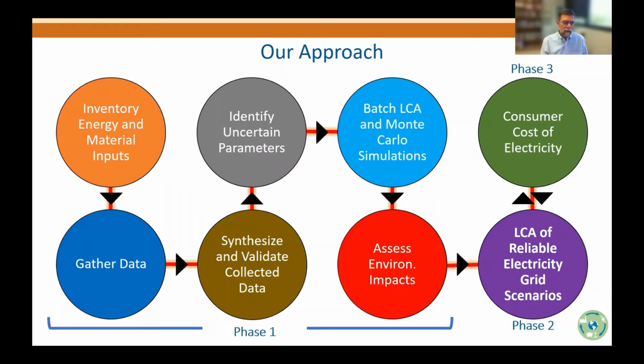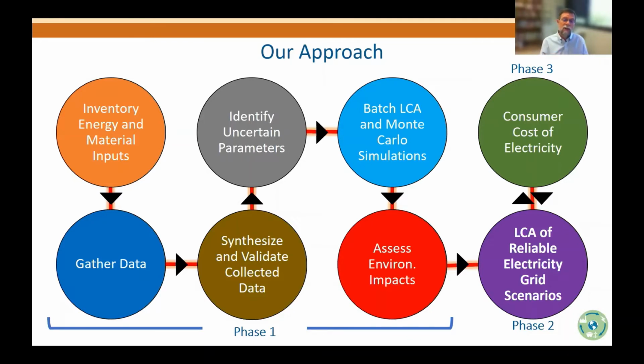So here's a little bubble chart showing our phases and our workflow. We start off by looking at the inventory of energy and material inputs. This is all these things that are basically going into making of the facility, a lot of gathering and synthesizing the data. We're using a variety of different sources, which I'll talk about. We look at the uncertain parameters, what is the uncertainty range?